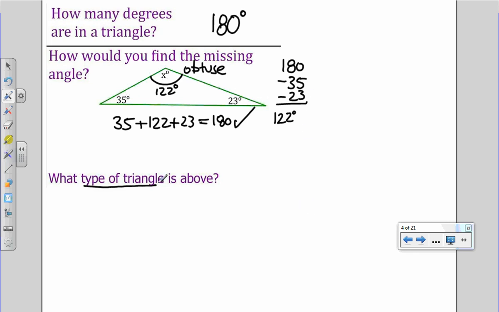What type of triangle is this one? Well, one of the angles is bigger than 90, so it's obtuse. None of the angles are the same, which means that none of the sides are the same. So it's actually also a scalene triangle. All the sides are different, because all the angles are different.